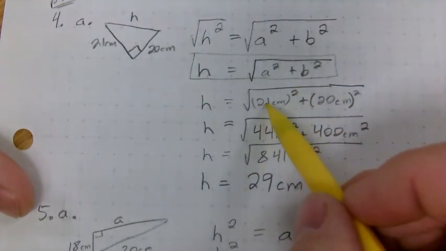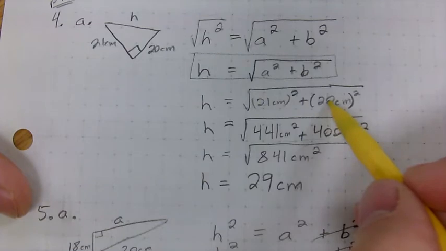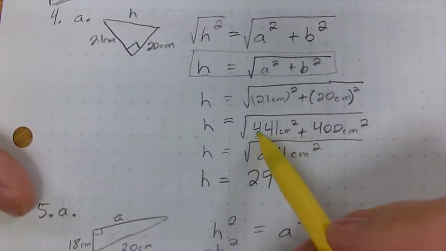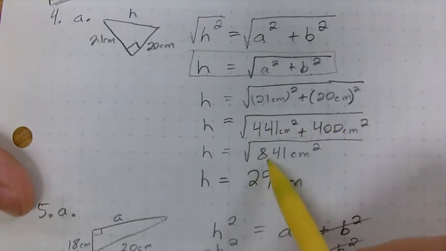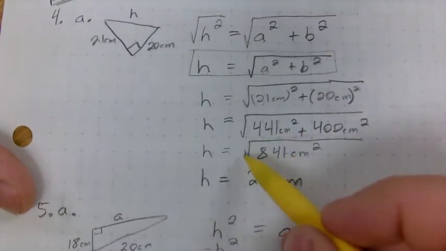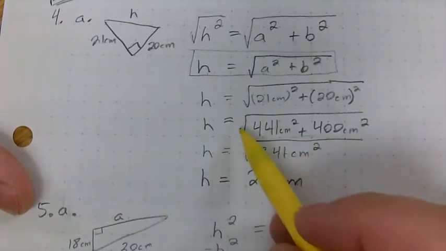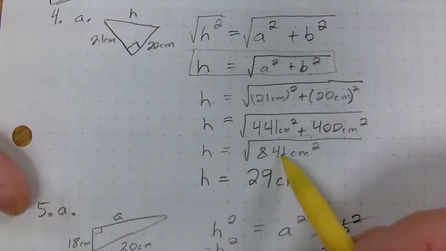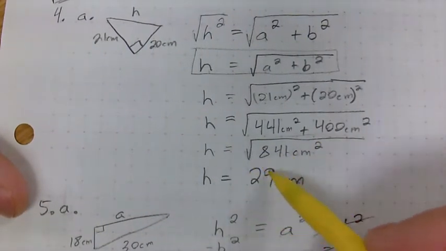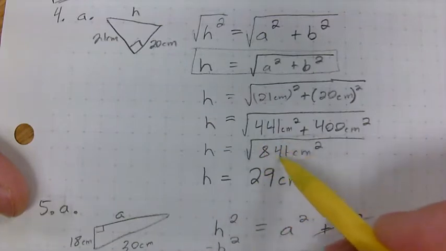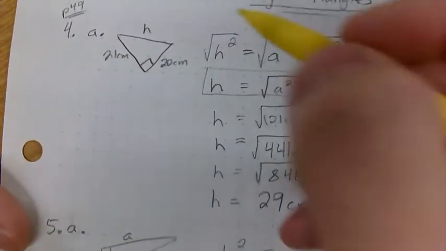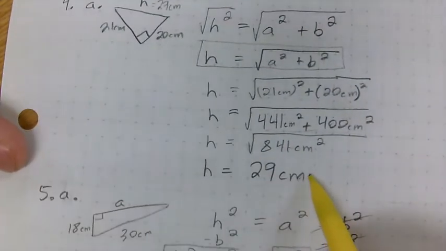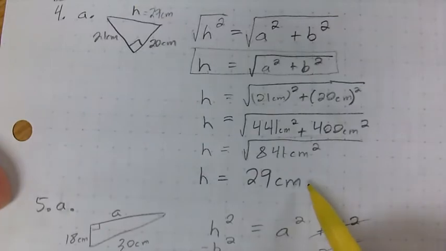So a squared is 21 times 21, which is 441. b squared is 20 times 20, which is 400. Add those together, it's 841. And then all we need to do is square root that, because our square root sign moved down as we go. It's still there. The square root of 841 is 29, because 29 times 29 is 841. So it's 29 centimeters, not centimeters squared. I keep saying that. I'm trying to get out of that habit.